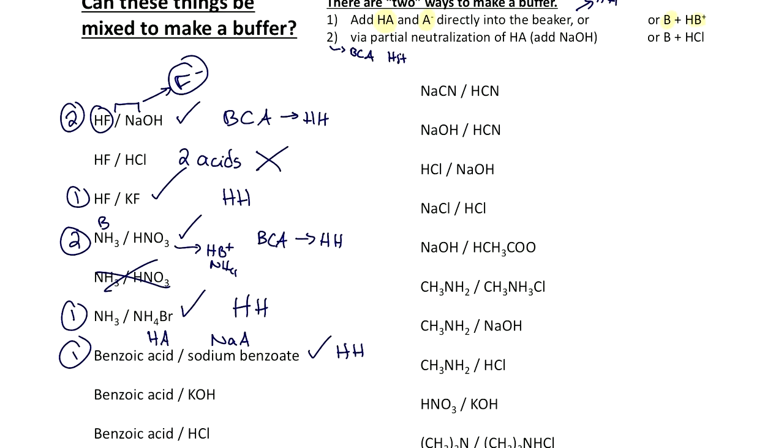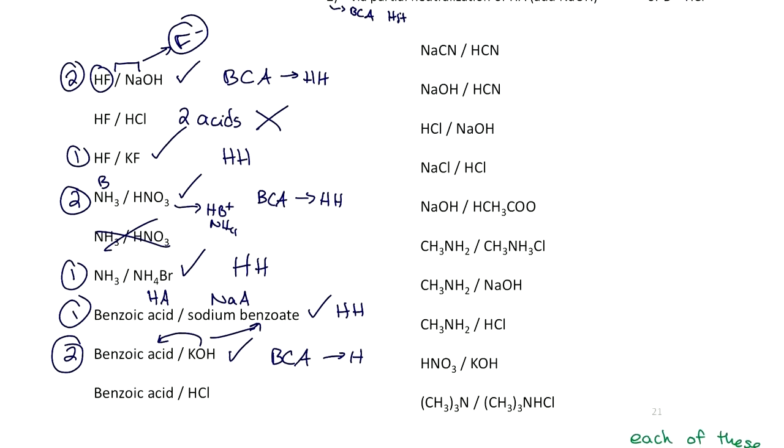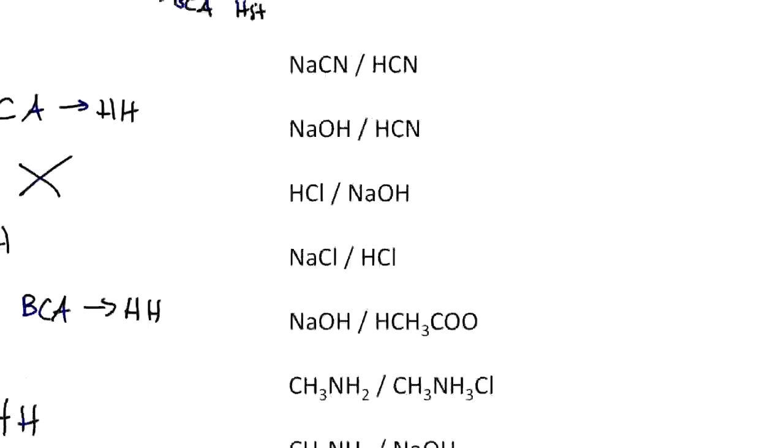All right. Benzoic acid and KOH. Is that a buffer? Yes, it is. Because adding KOH to benzoic acid makes sodium benzoate. So do you have to BCA this one? Yes, you do. BCA, then Henderson-Hasselbalch. That's a type 2. Do you like this game? All right, benzoic acid and HCl. Why is that not a buffer? 2 acids. Yes, it's 2 acids. So that one's not a buffer. All right, let's keep going.